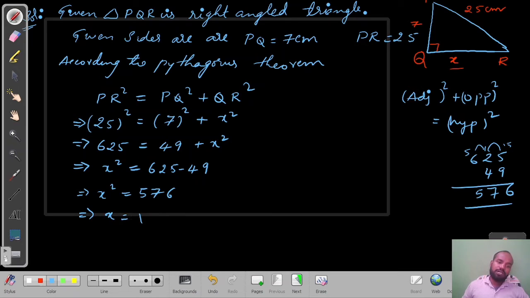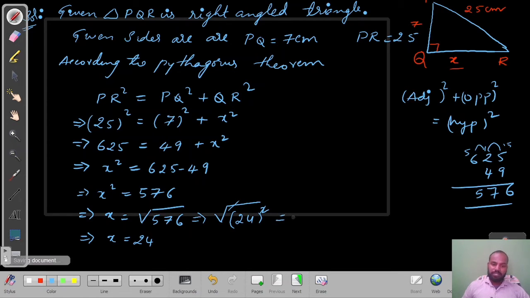Now what should we do here? X equals under root 576. Do you have an idea what the square root of 576 is? It is 24. We remove the square root because 24 square is 576, so the root and the square cancel. So by this we got the value, X equals 24.